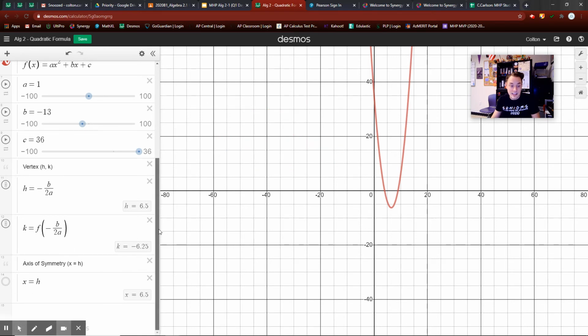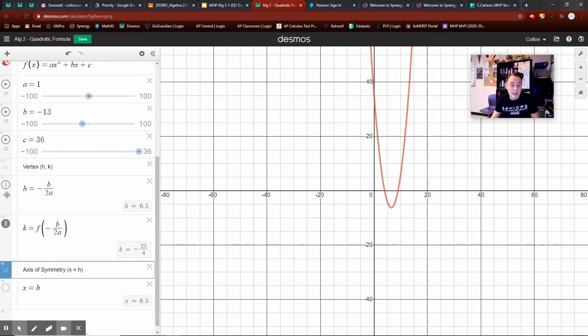And also, lastly, they tell you your axis of symmetry, which is x equals 6.5. That is something you really need to know. It's x equals 6.5, not just 6.5, because that doesn't make any sense. And I could graph that if I wanted to. And that's exactly what we had before.